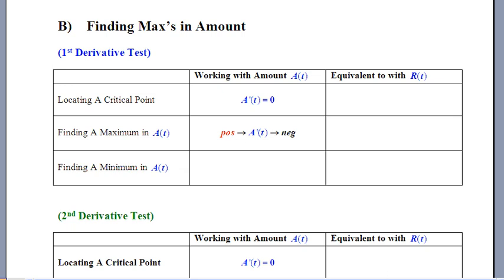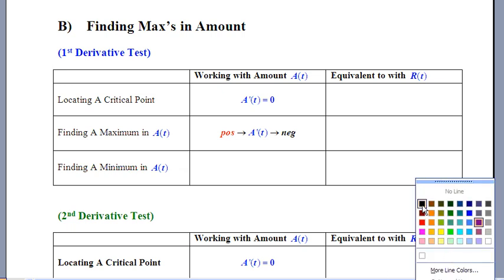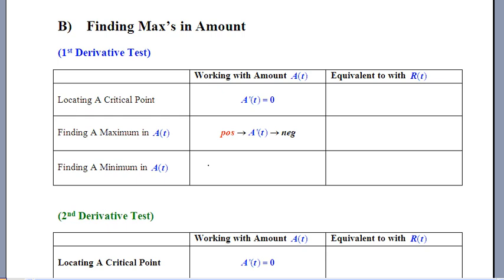And likewise, if you're draining the tank and you wanted to catch a minimum value for the water in the tank, then you'd be watching this derivative and you'd be saying, hey, does that derivative for the amount ever make a switch from negative to positive? Because that's our first derivative test, our most common test for finding maximums and minimums. And if a derivative goes from negative to positive, we'll have a minimum for sure.